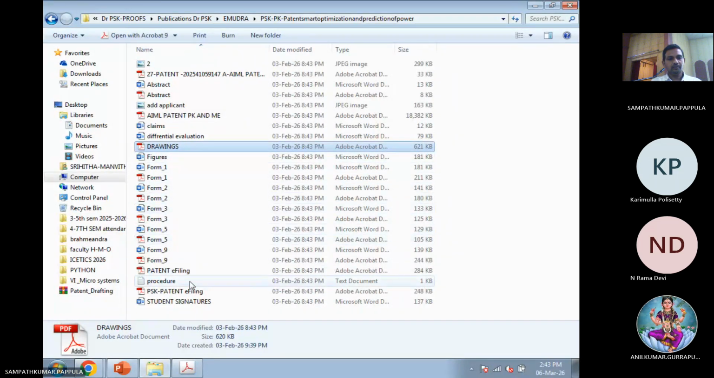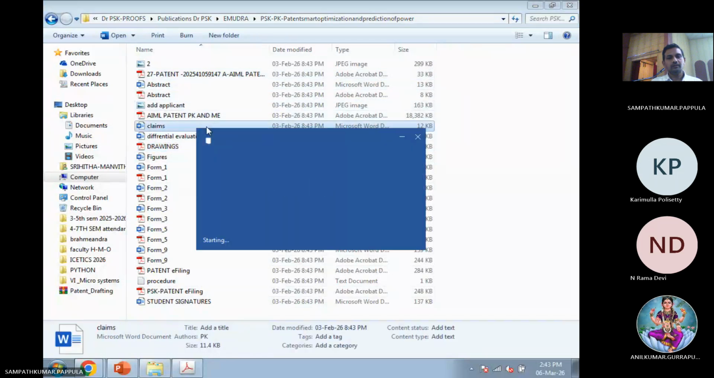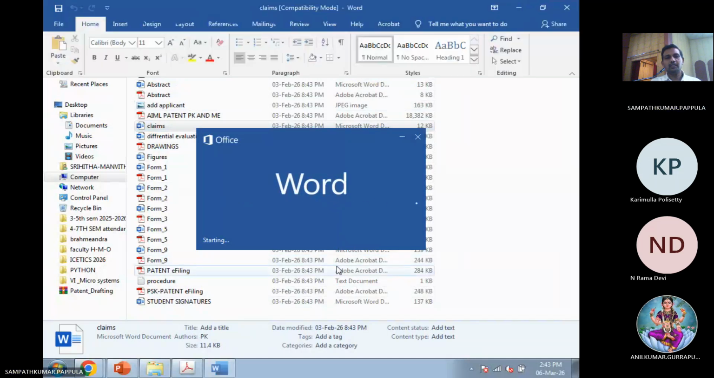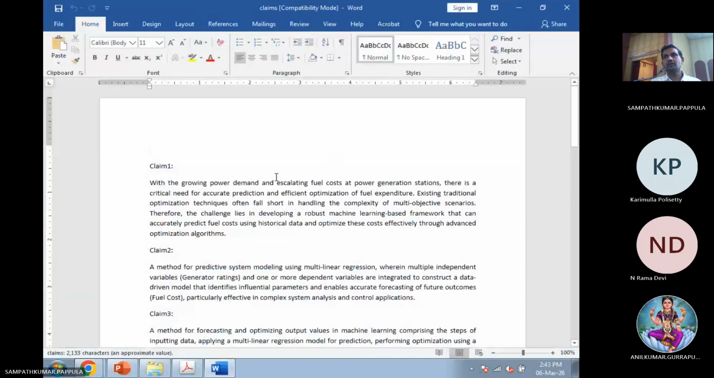So, and this one is also important. It is claims. Okay. So, what are the procedures we are following to get the output of the product? Your idea, and what are the steps you are taking there?